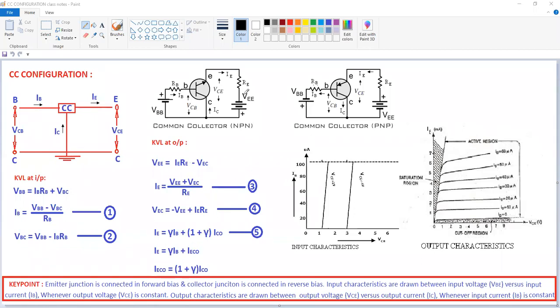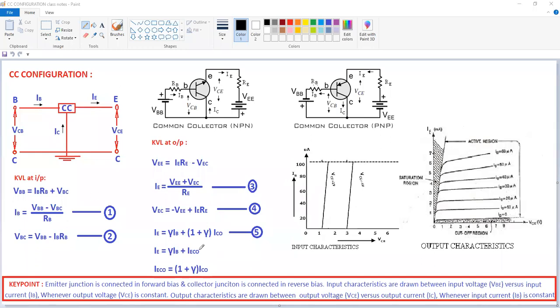Now here, in the case of common collector configuration, what is the output current? It is emitter current. So that's why it is E, emitter current. Here what is meant by C? C indicates the terminal connected to ground. So here the collector is connected to ground.